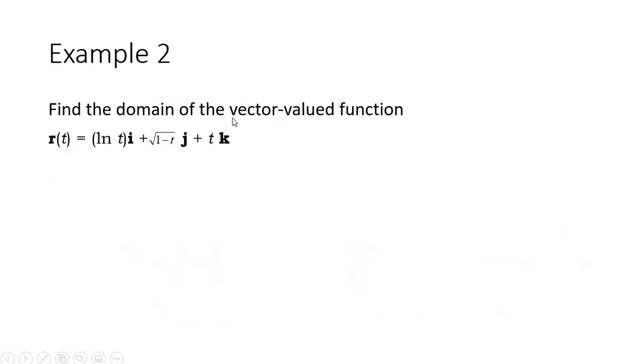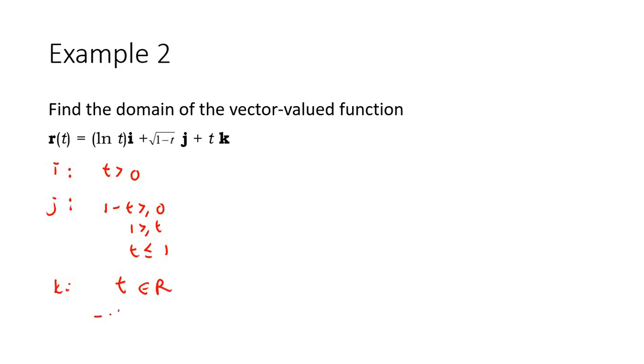Example 2: find the domain of the vector value function r(t) equals ln(t) i plus square root of (1 minus t) j plus t k. From component i, for the ln function to be defined, t must be greater than 0. For component j, for the square root function to be defined, 1 minus t must be greater than or equal to 0, so 1 is greater than or equal to t, so t is less than or equal to 1. Component k is a linear function, so t belongs to the real numbers, from negative infinity up to positive infinity.